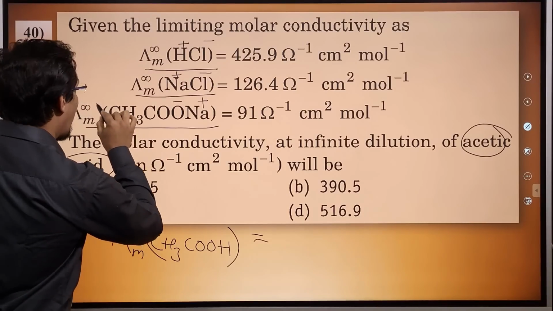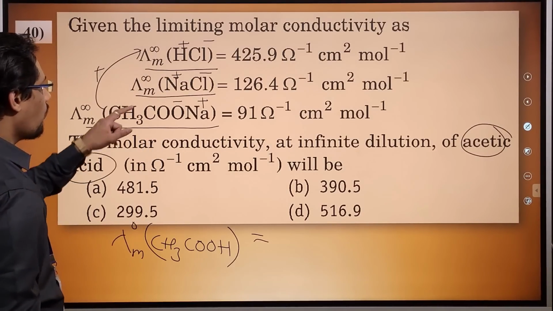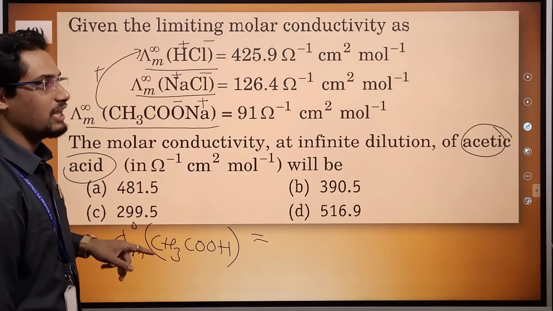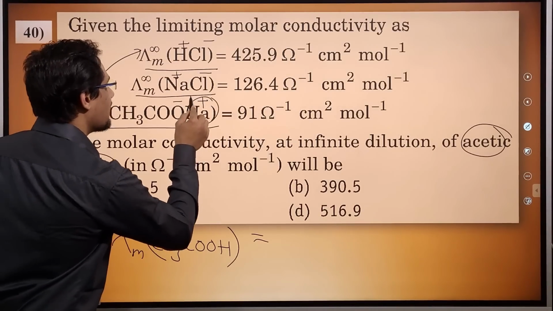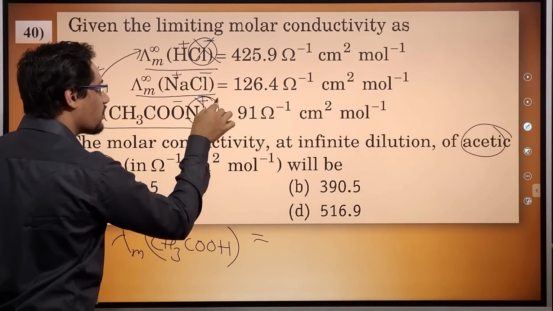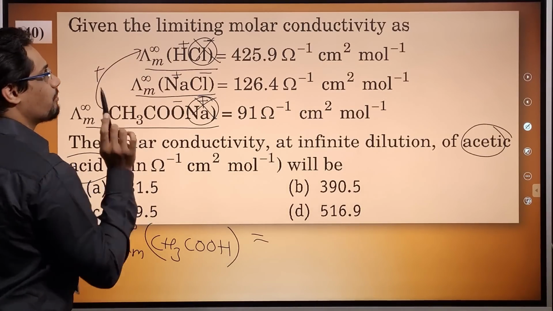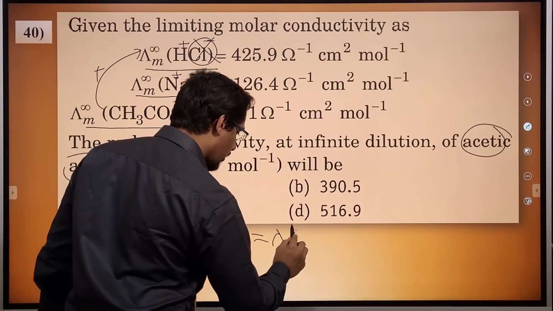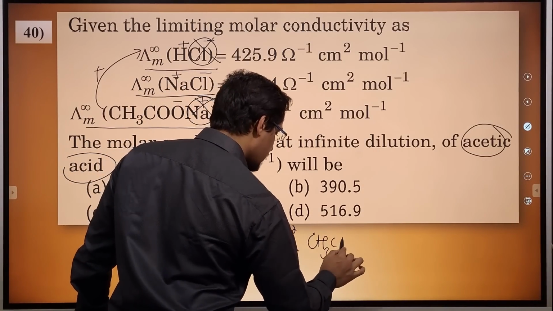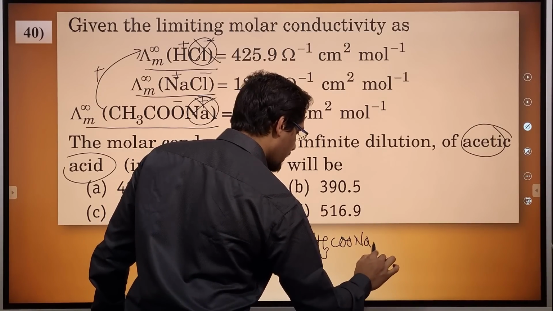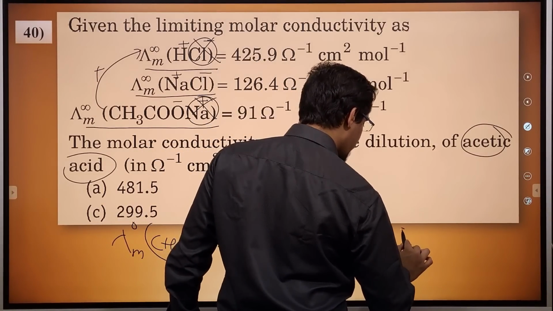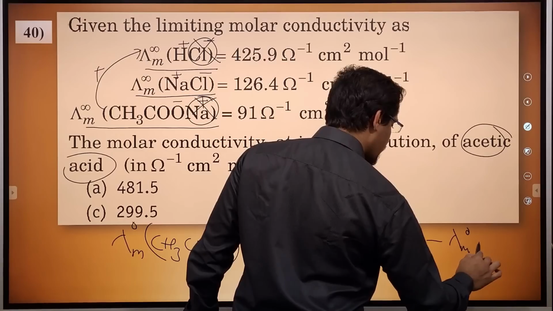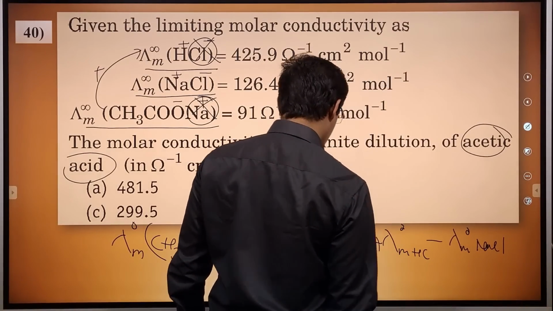That means I should add these two. Correct? Now what I am having is CH3COO minus plus Na plus plus H plus Cl minus. Now what should I do? I have to remove Na plus and Cl minus. How to remove Na plus and Cl minus? By subtracting NaCl. So I can write it as lambda m naught of CH3COONa plus lambda m naught of HCl minus lambda m naught of NaCl.